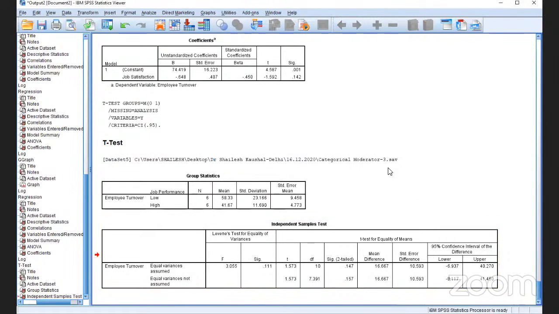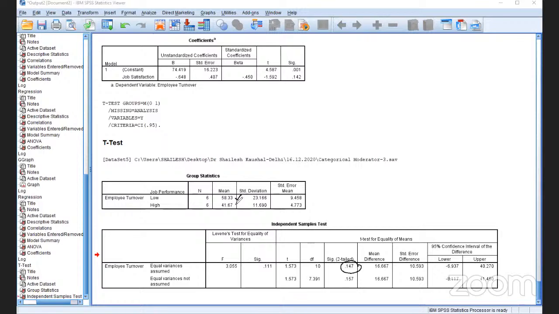So this output says there is no significant difference between the low performer and high performer in terms of employee turnover, because the p value is greater than 0.05.